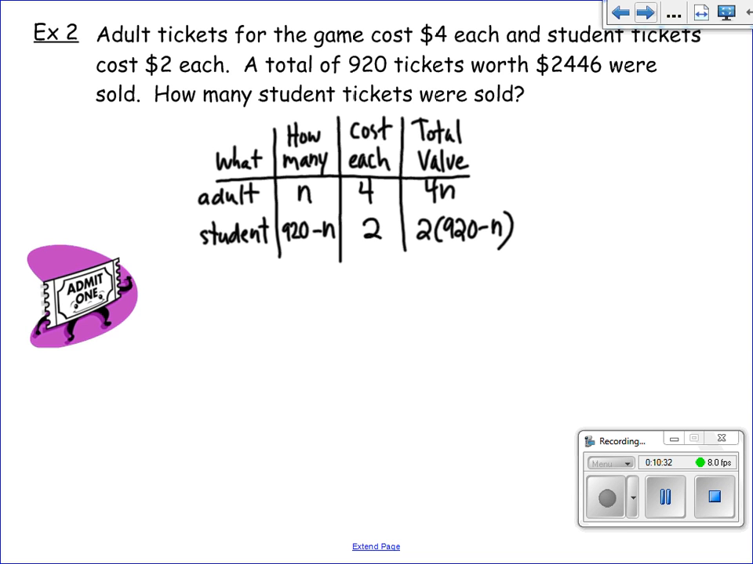Caitlin, what did you guys decide? 4n plus 2 times 920 minus n equals... Oh, no, 2,400. Yeah, equals the whole enchilada of money, 2,546.